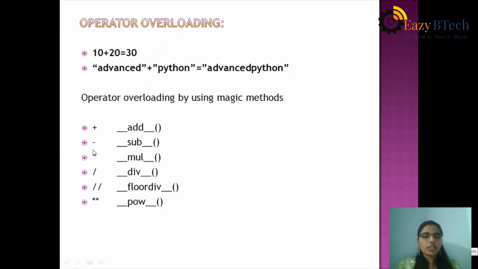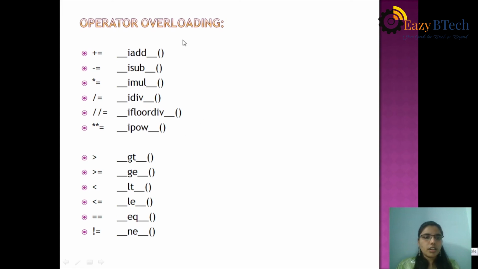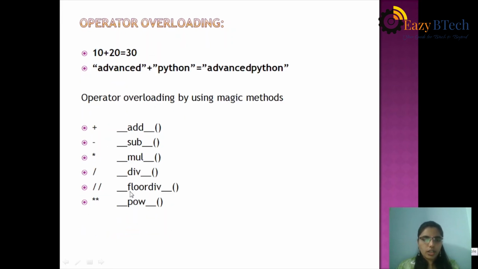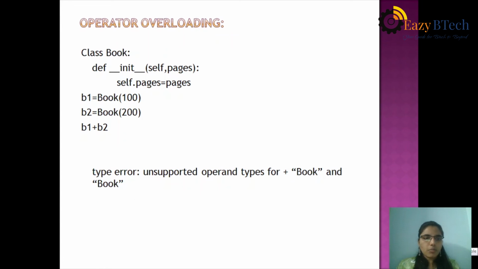So what are those magic methods? Let's see here. Plus, it is a magic method for addition. Minus is a magic method for subtraction, nothing but underscore underscore sub underscore underscore, and parentheses. These are the magic methods for operator overloading. Next one is the assignment operator. Next one is relational or comparison operator overloading. Okay, let's see an example program for operator overloading.